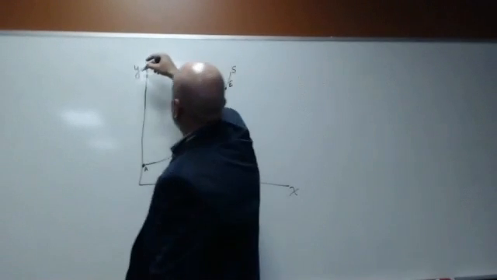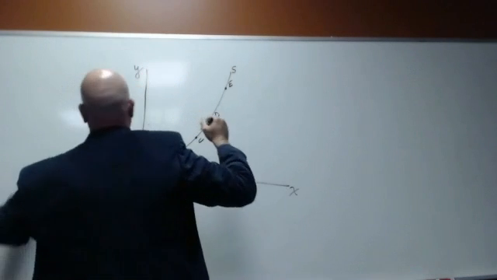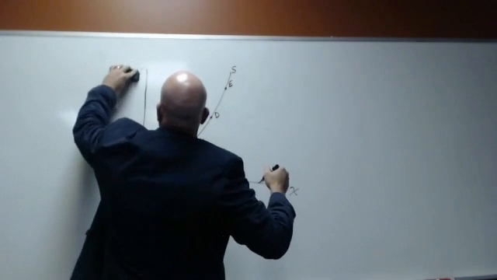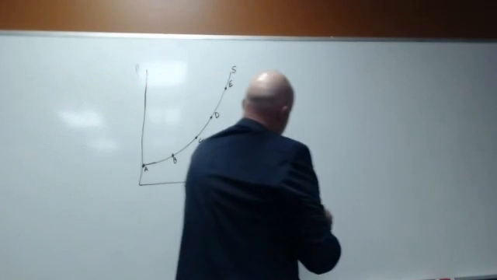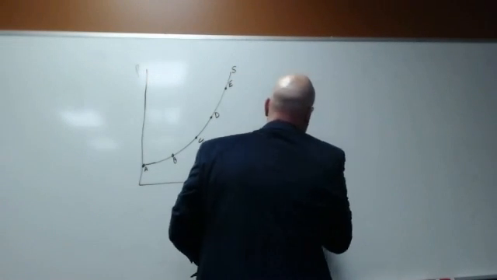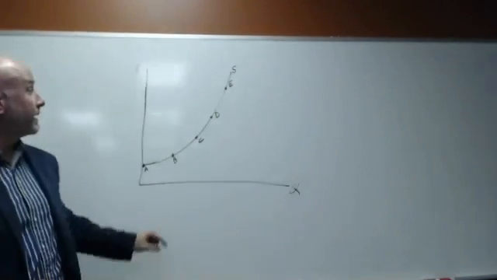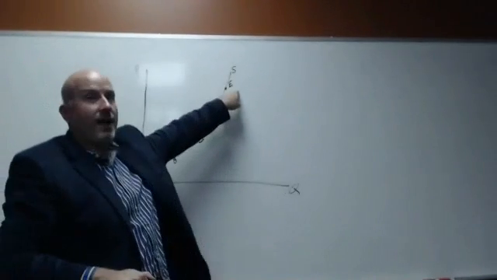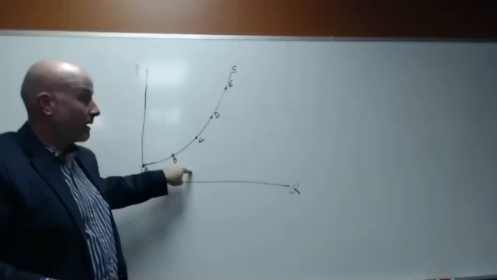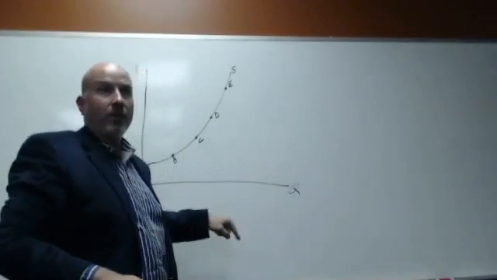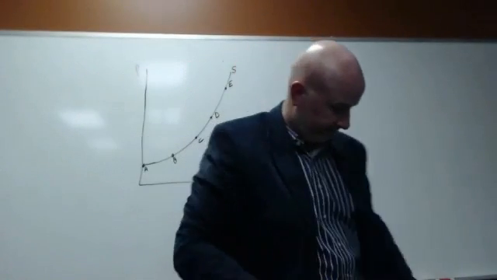So if we're going to let the Y, and by this time I'm going to assume you know what the Y axis is, we're going to put price, and Q for quantity. So as price starts to rise, the quantity supplied is also rising.